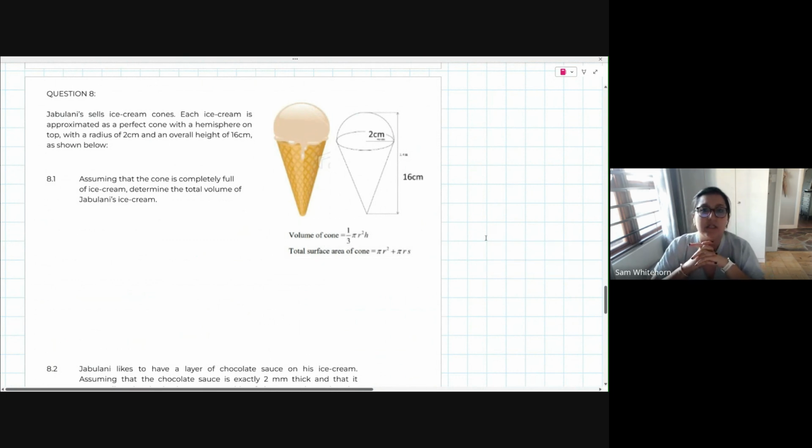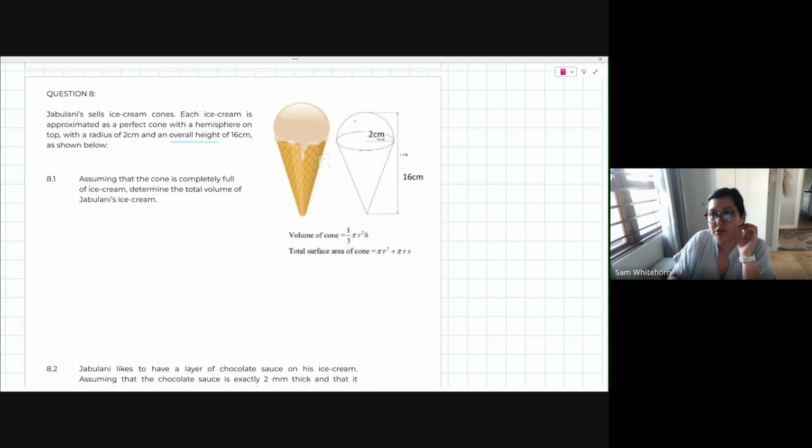All right, Jabulani sells ice cream cones. Each ice cream is approximated as a perfect cone with a hemisphere on top, with a radius of 2 centimeters and an overall height of 16 centimeters, as shown below. So we've got those two images there. We can see the ice cream cone. We can see our dimensions given to us, and important, overall height.